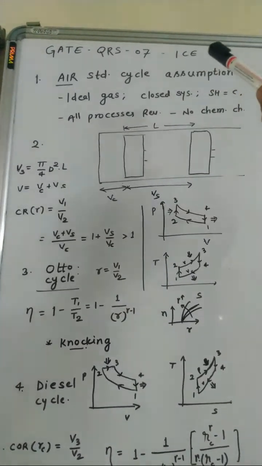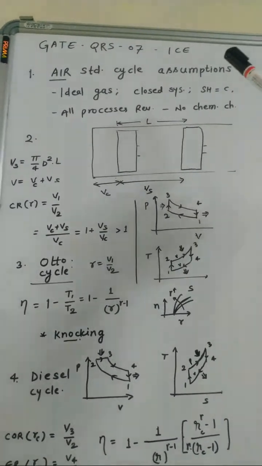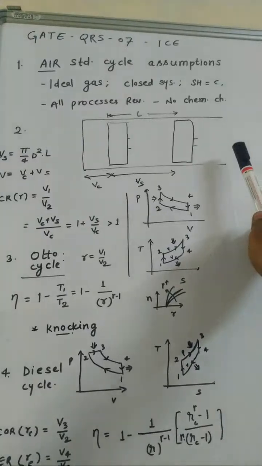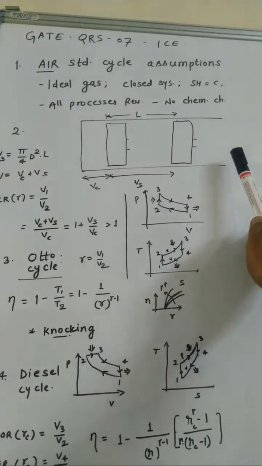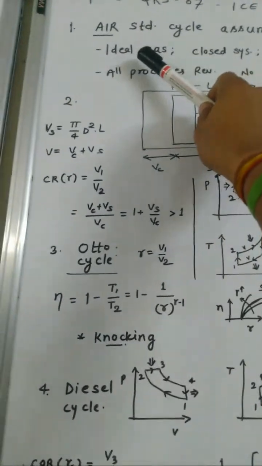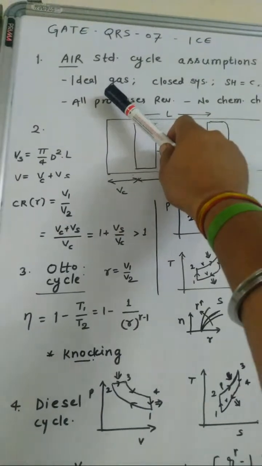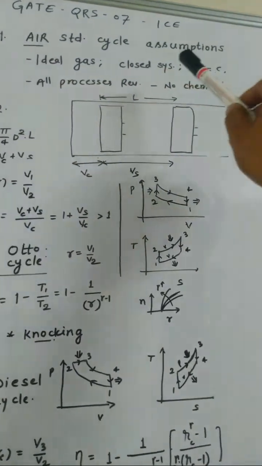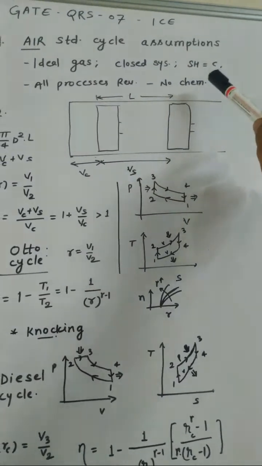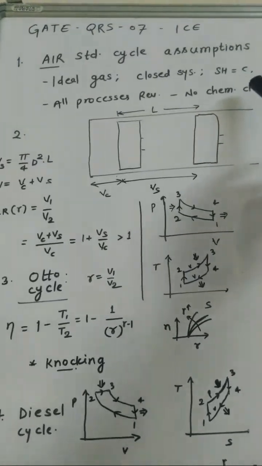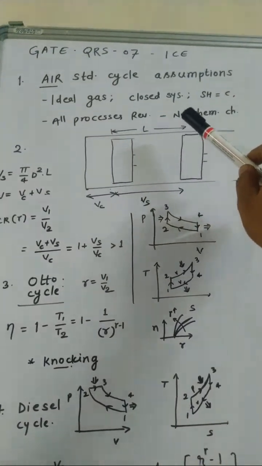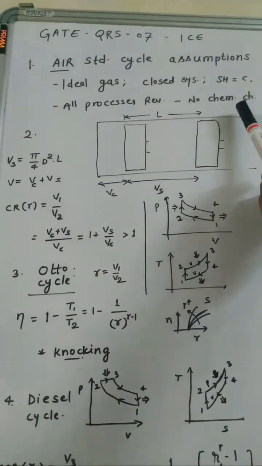Today in this series we will see the IC engine quick revision series. So in IC engine we make some assumptions in the air standard cycles, and these assumptions are that air is like an ideal gas. All the processes are going into closed system. Specific heat of the air is constant. All the processes are reversible processes, and no chemical change is taking place in the fuel.